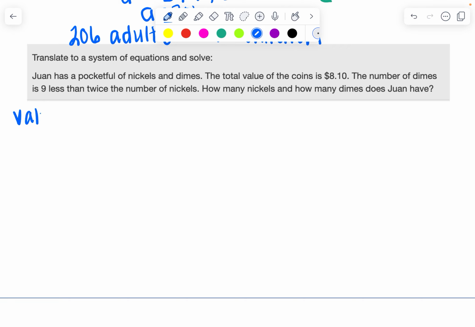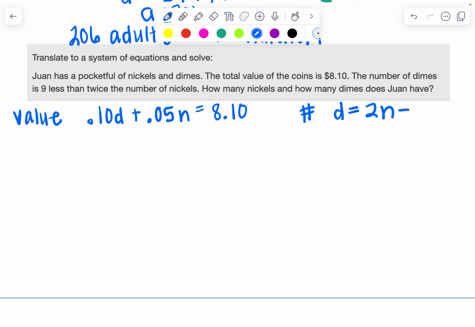So for the total value, remember dimes are 10 cents or 0.10, and nickels are 5 cents or 0.05, and those totaled $8.10. And then we have the total number, and that part tells us that dimes is twice the number of nickels minus 9.